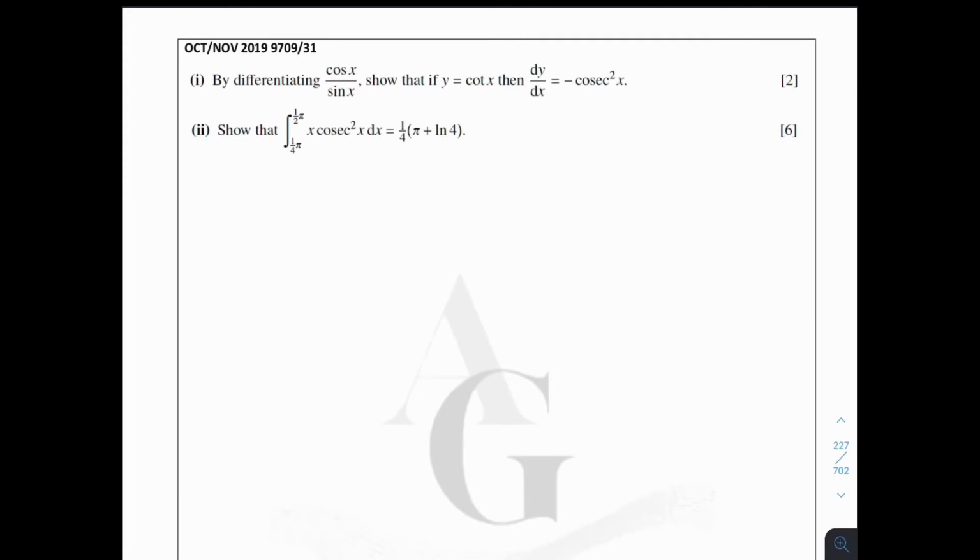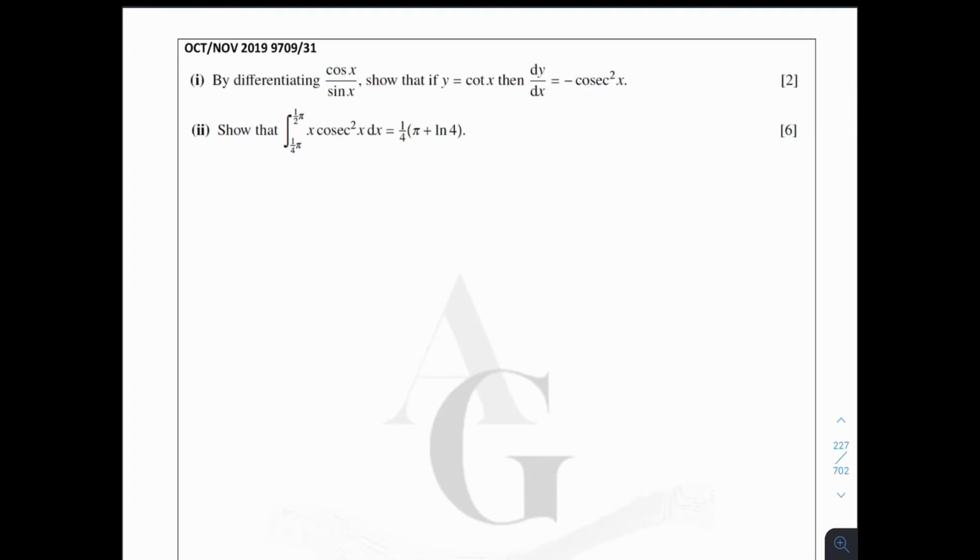The question that we are going to discuss today is about the past year question of the year 2019, October-November paper, variant 31. Have a look at part 1. You are asked to differentiate cos x over sin x and then show that if y equals cotangent x, then dy/dx is equal to negative cosecant square x.